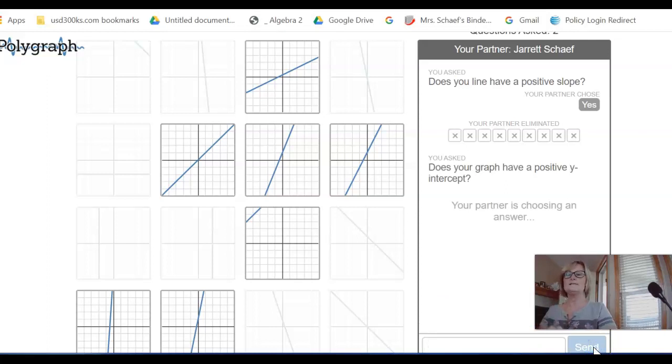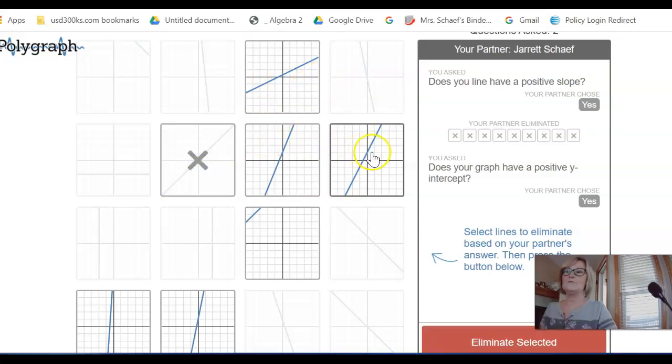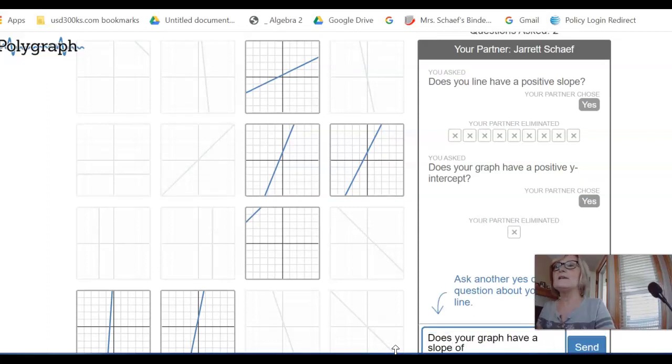So he needs to tell me, does his graph have a positive y-intercept? And he says yes. So now I'm going to go through and eliminate anything that has a negative y-intercept. Well, when I look at this, one has a 0, but everything else has positive, so that really wasn't a very good question.